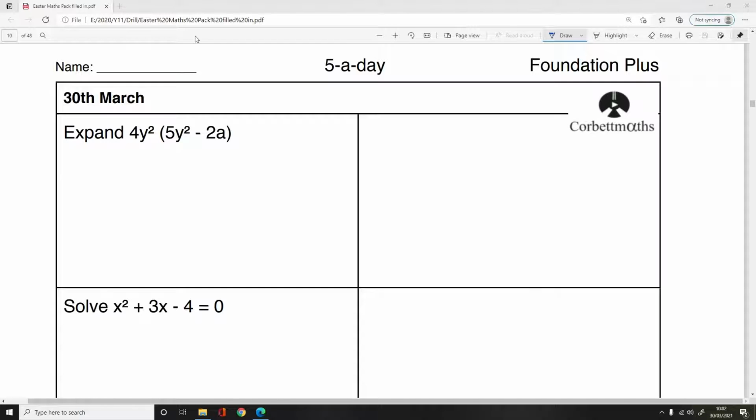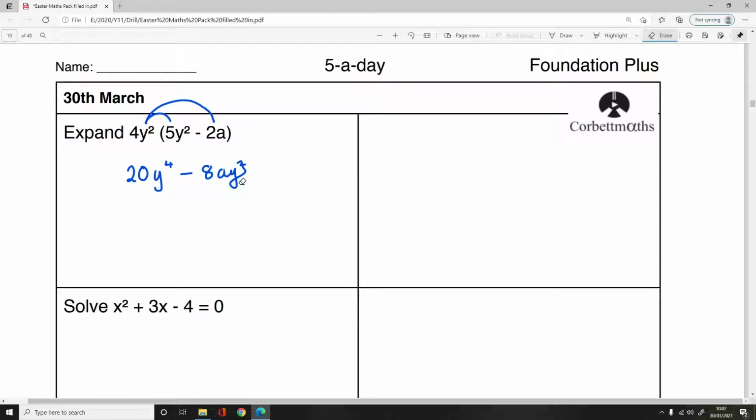So we're starting off with some simple bracket expansion. You need to obviously multiply each term inside the bracket by the term outside. That means numbers get multiplied together. So our numbers are going to be 20 and 8. And then if we go y squared times y squared, we're going to add those powers, y to the power of 4.